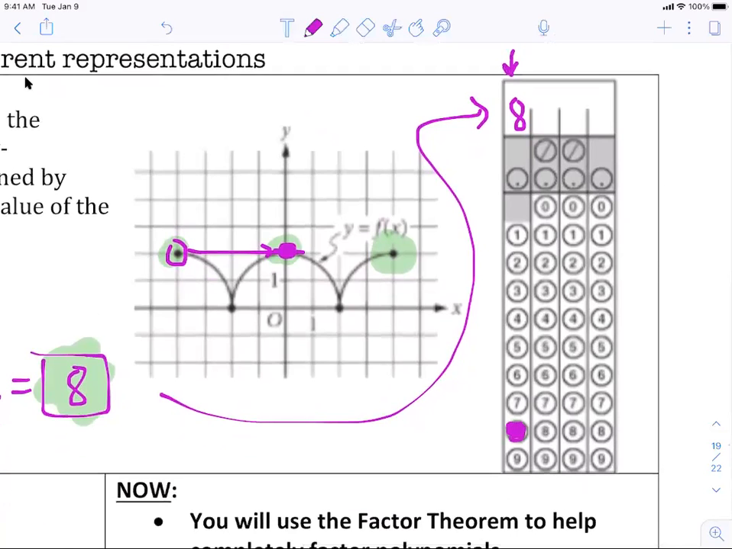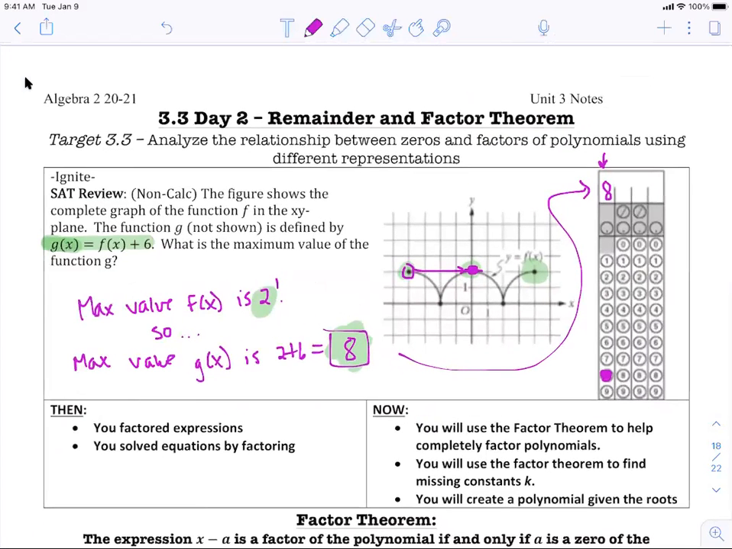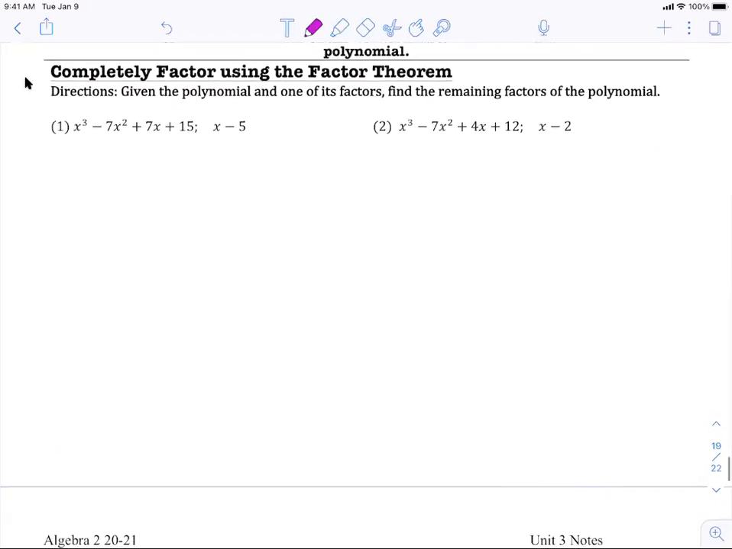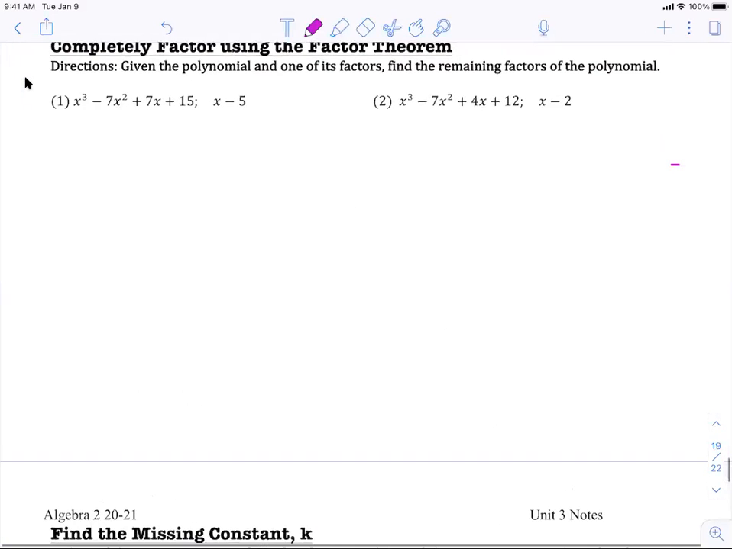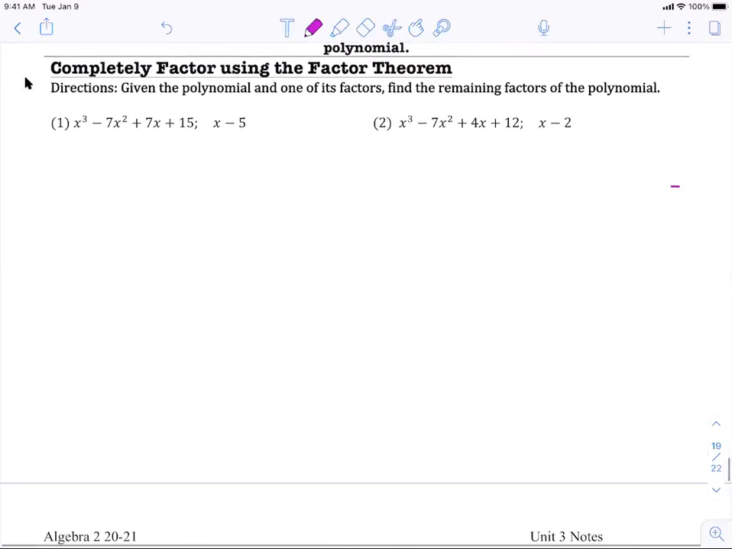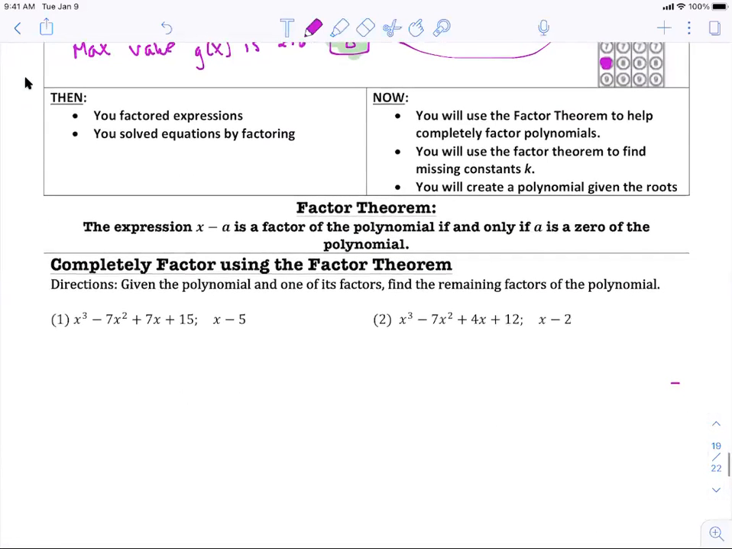All right. But today, obviously, we're getting into the last two main theorems for the unit. And I think you guys are going to like today because most of today, it's not necessarily something that you have to factor without help. Because we can use the factor theorem in order to help us factor polynomials that are a little bit larger.